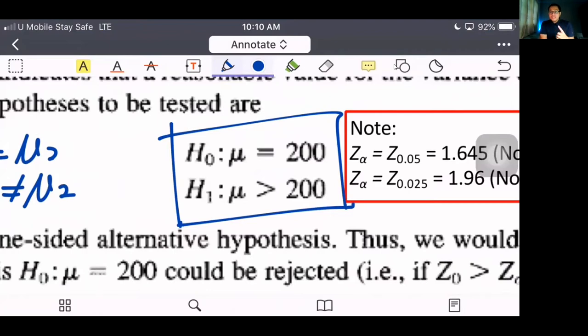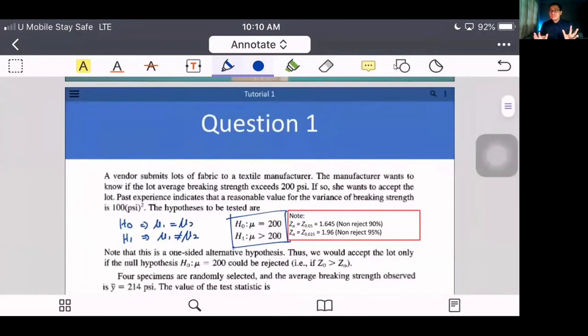Now, this is a case of one tail test because your mu is known already. So you want all this fabric to have 200 psi, and then you want it to be more than 200 psi. The original hypothesis 0 and hypothesis 1 is where you know what the mu's are, but you don't really know where they lie. Is mu1 on the left, mu2 on the right, or mu2 on the left, mu1 on the right? So you don't know where it comes from in the normal distribution chart.